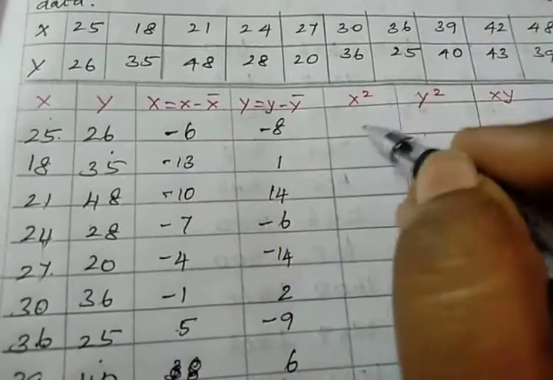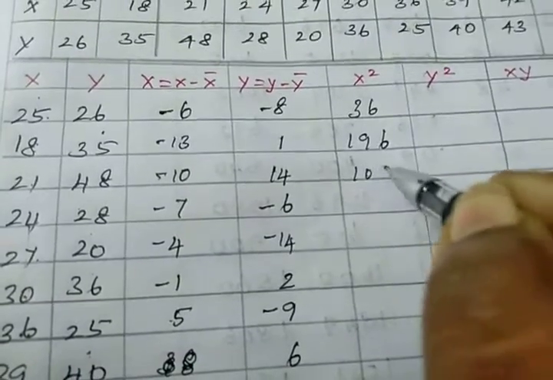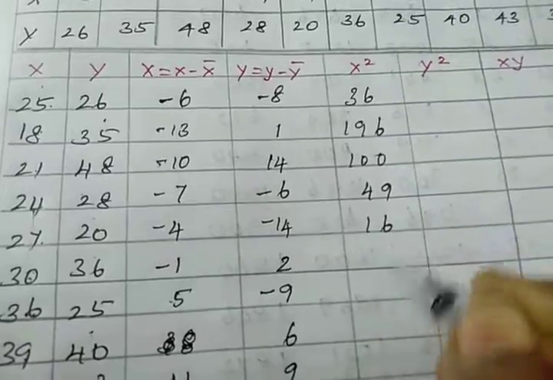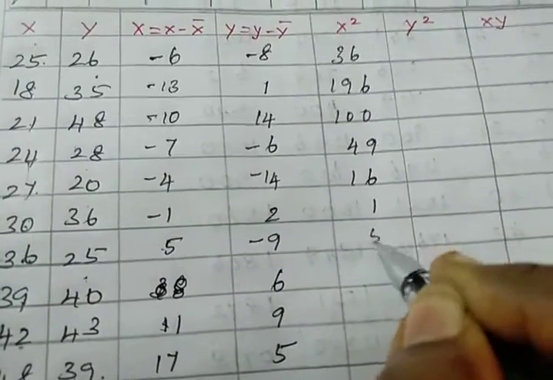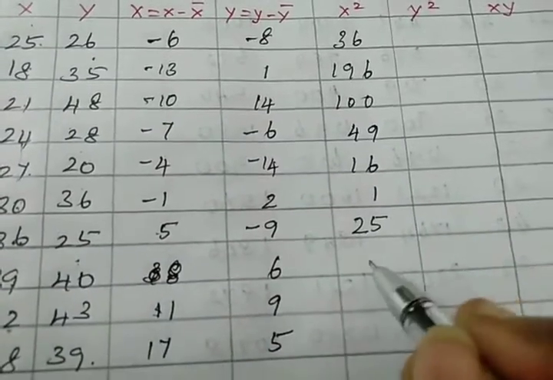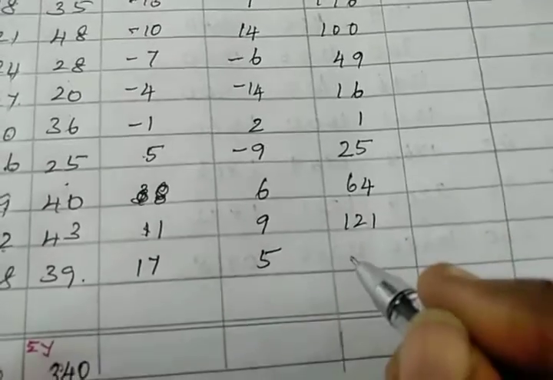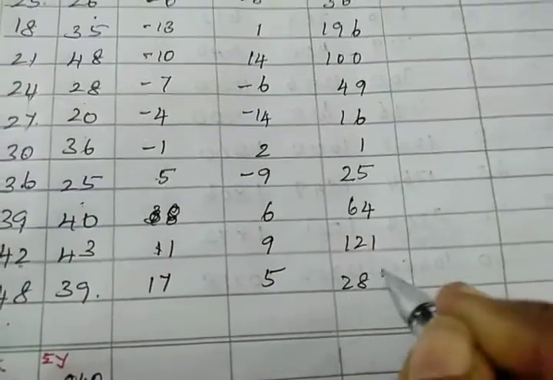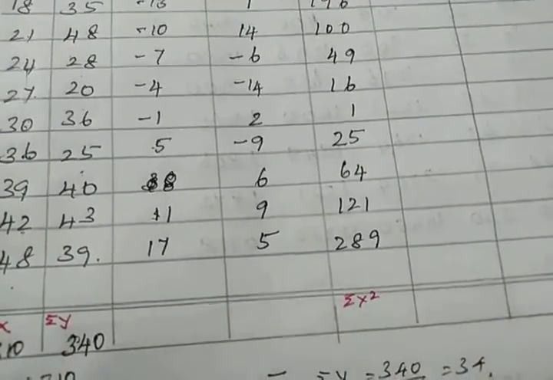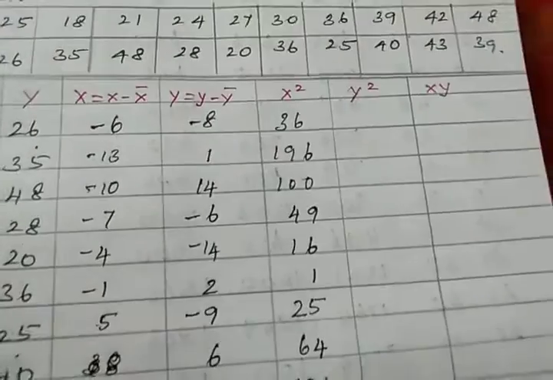Now it is x squared. 6 6s are 36. 13 13s are 169. 10 10s are 100. 7 7s are 49. 4 4s are 16. 1 1 is 1. 5 5s are 25. 8 8s are 64. 11 11s are 121. 17 17s are 289. Now we have to sum up summation x squared. When you add it up you will be getting 870. I have done it already.